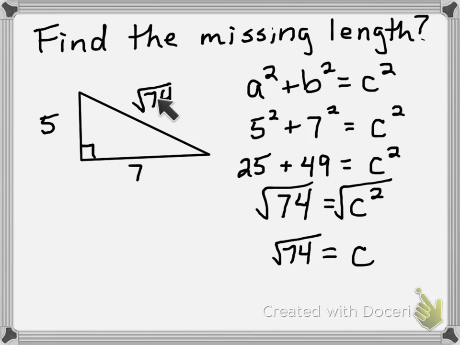Now, the missing value could have been A or B. It doesn't matter as long as I plug it in the right spot. I could have done the same thing and been missing A and had B and C and tried to figure out what A was. Either way, you just plug in what you know, you leave what you don't out, and then solve for it. And you can find your missing links.